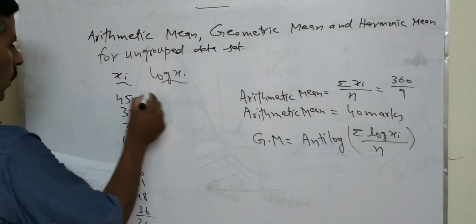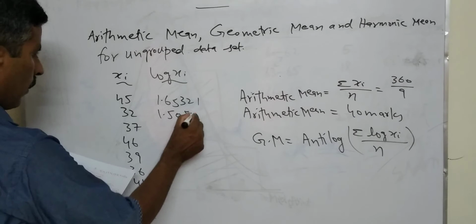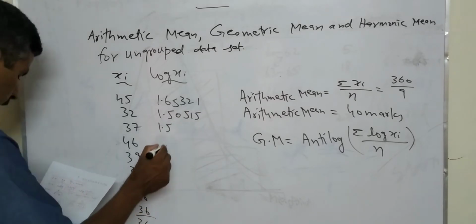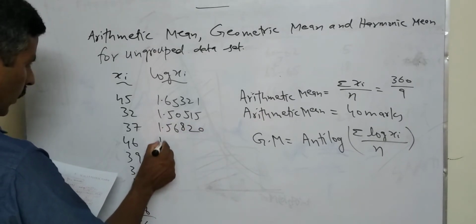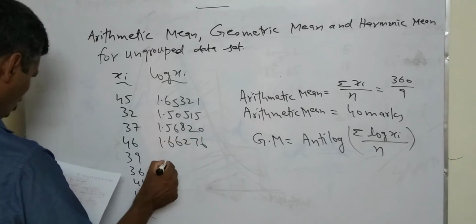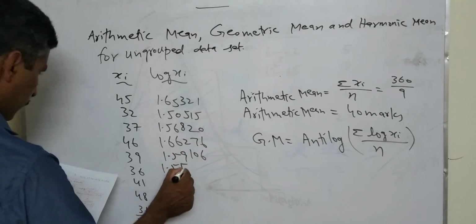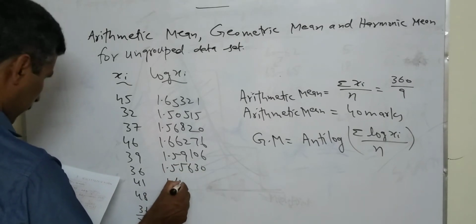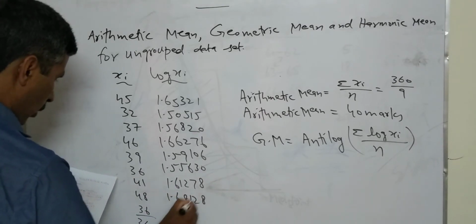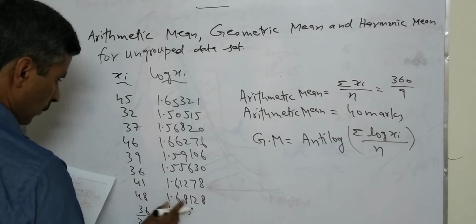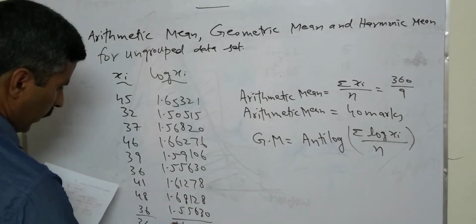The first logged value, log of 45 is equals to 1.65321, log of 32 is equals to 1.50515, log of 37 is equals to 1.56820, and log of 46 is equals to 1.66276, log of 39 is equals to 1.59106, log of 36 is equals to 1.55630, log of 41 is equals to 1.61278, log of 48 is equals to 1.68124, and log of 36 is equals to 1.55630.